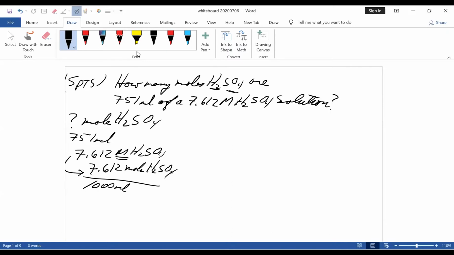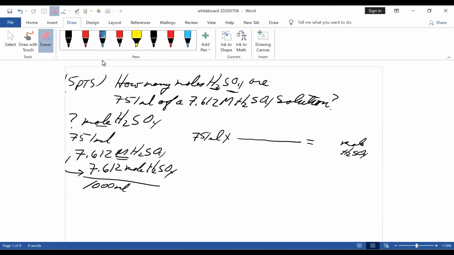Whatever I have to start with, I'm going to start with, and that's 751 milliliters. I have some conversion ratio. What units am I trying to get to? Moles of H2SO4. That's an M, looks like garbage, so I better fix it up. Still learning how to write on the tablet. That's better. I have to take my time.